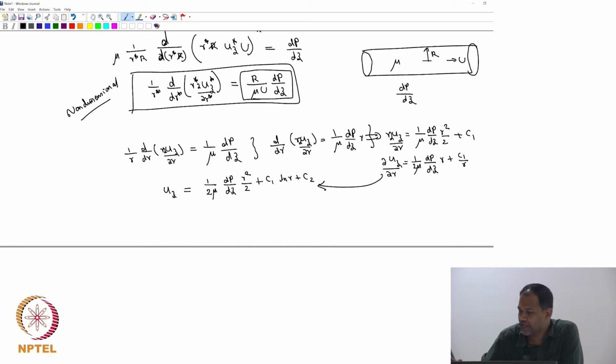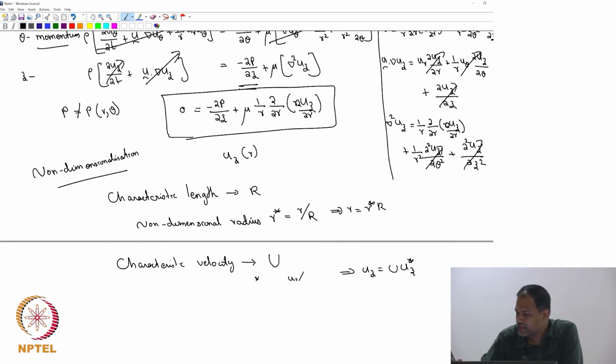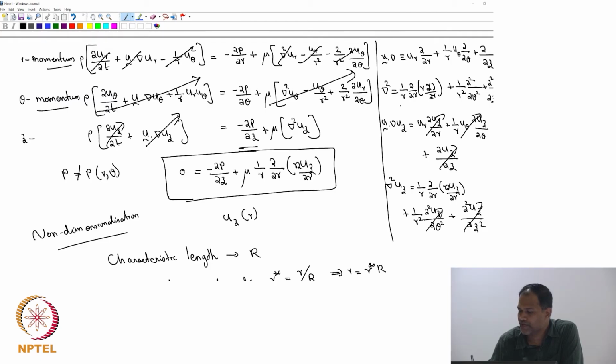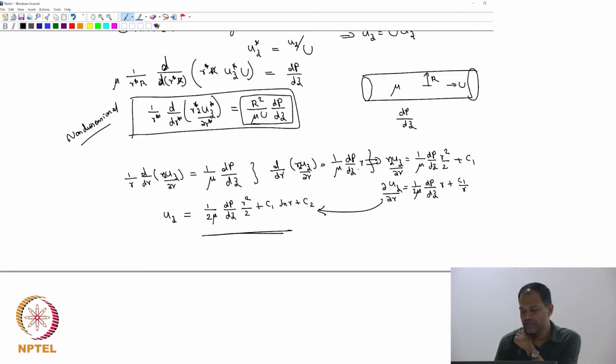So, I missed a del by del here. In the original definition of Laplacian, it is 1 by r del by del r of r del by del r of something. I should have really done that because each of them should be second derivative, and this term I had left it as a first derivative. Okay, then you bring the r again to the right hand side to the second integration, and that is it.